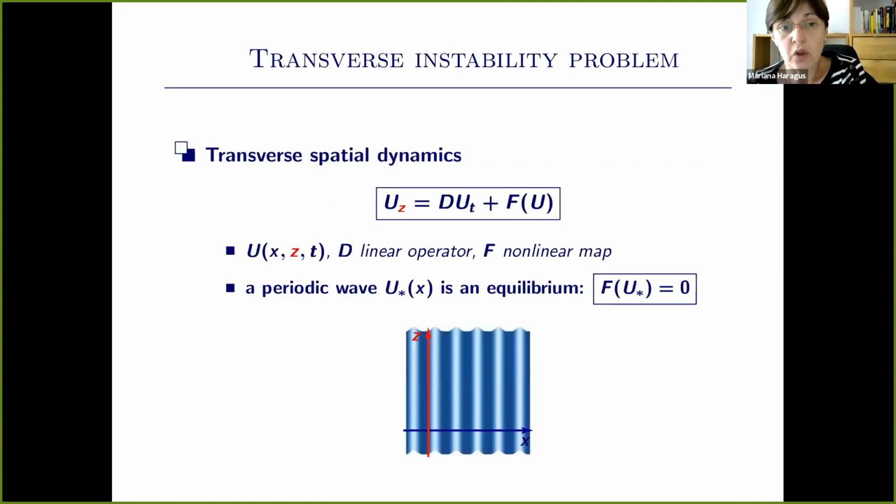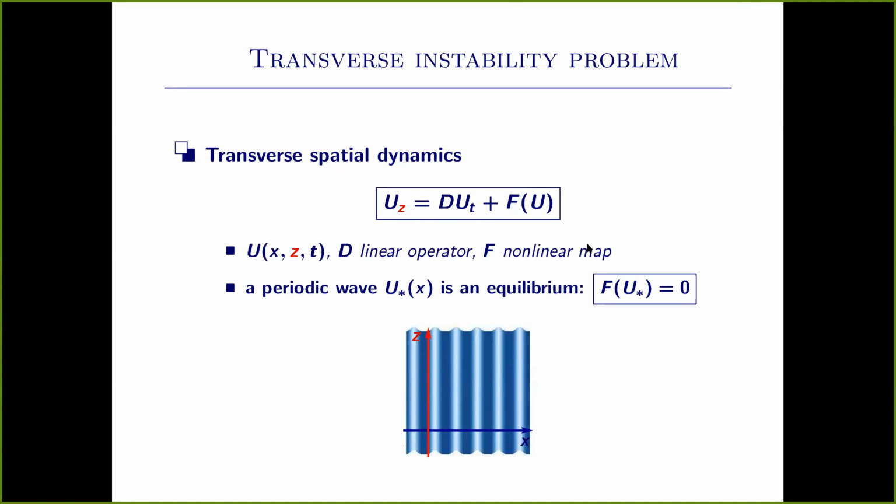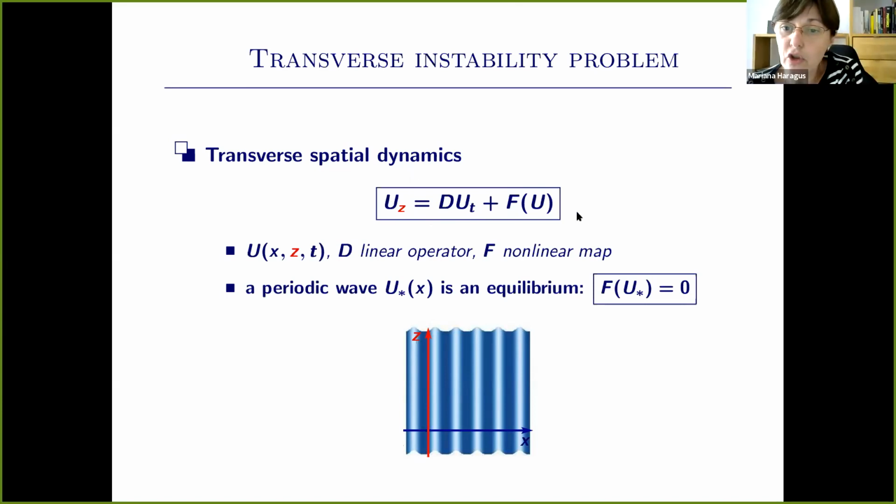The idea of this approach is to reformulate the Euler equations in this form here as a dynamical system in which the evolutionary variable is not the time t, but is the transverse direction z here. So the horizontal transverse direction z. So it's what we also call transverse spatial dynamics, and it is the formulation that we used for solitary waves and is the one we are going to use for periodic waves as well.